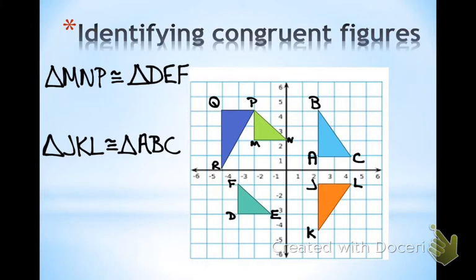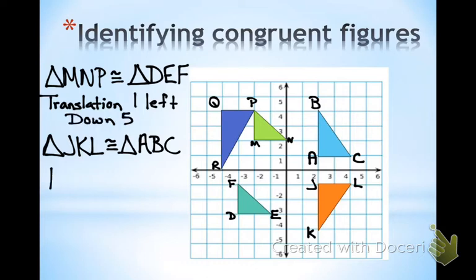All right, so we can just pick whichever one. From P to F, how many do I move to the left? I move one to the left. So I say translation, and you need to write this part down: translation, one left. Now, again, from the corresponding angles, P to F, how many down? 1, 2, 3, 4, 5. Five down. So that's my translation. That's how I moved the figures.